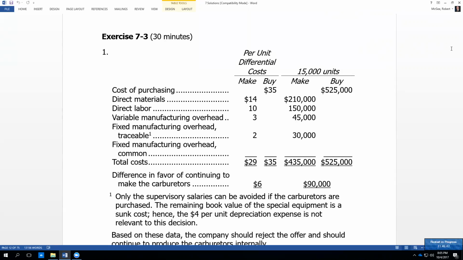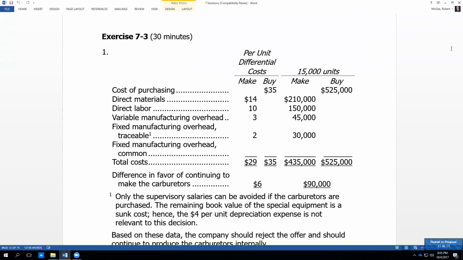Then the difference in favor of continuing to make, the difference between 29 and 35, is 6. So you're better off by $6 a unit. 6 times 15, 90,000. You're $90,000 ahead if you make it yourself. We just get rid of all those irrelevant costs. Again, only the supervisory salaries can be avoided. That other $4 out of the $6 cost you would have anyway.